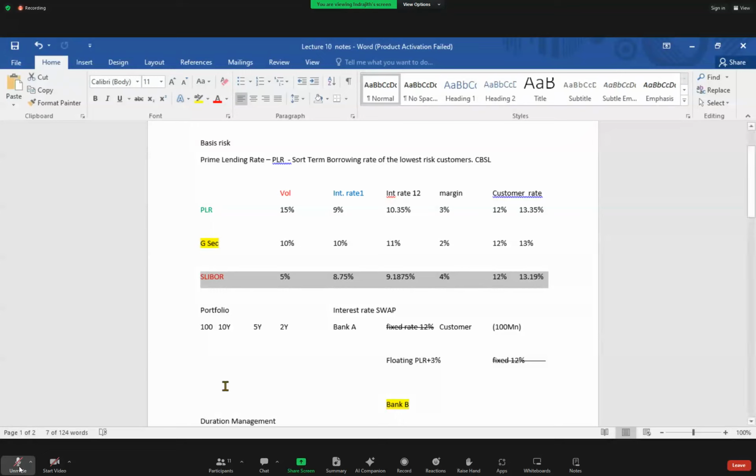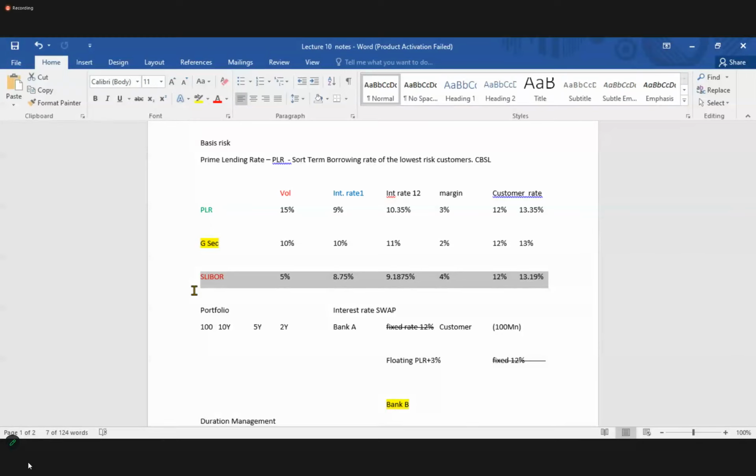Okay. PLR is the rate that we offer to the prime customer. GSEC is the government's borrowing rate. And SLIBOR is the interbank borrowing and lending rate in the interbank market. Between banks, when they borrow and lend, we use LIBOR. That is also a published number. GSEC is also a published number, and PLR is also a public number. Now, usually, yes, these three are guided by the policy window, right? But generally, they have different volatility, right?